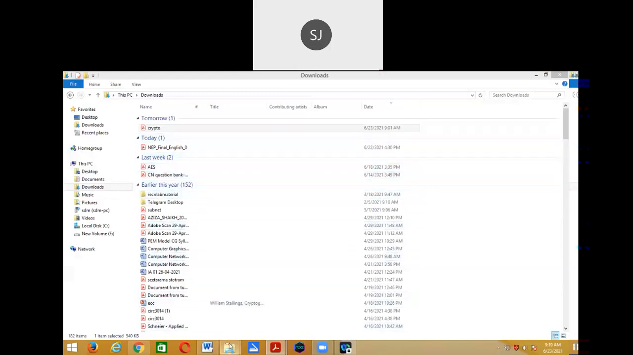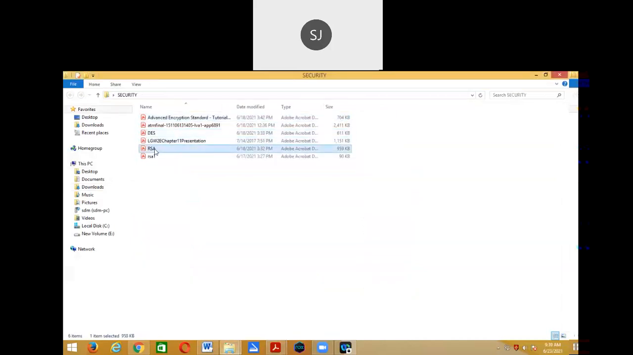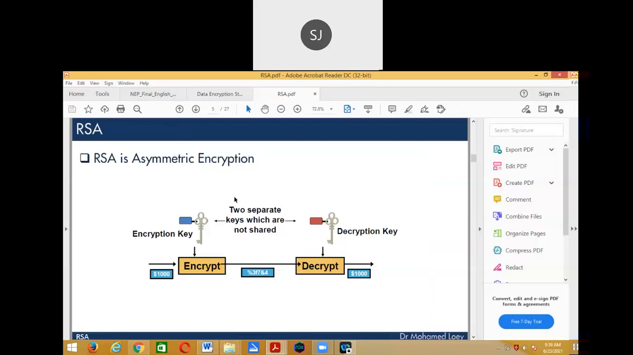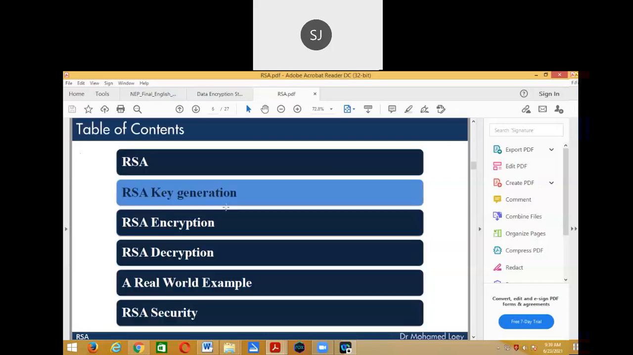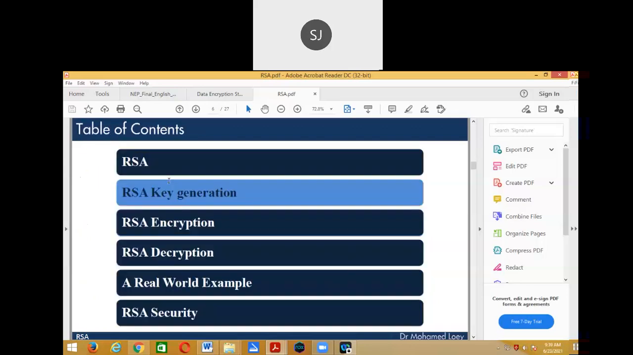We move on to the next one, that is the RSA algorithm. RSA, see, what happens here? The RSA algorithm is generally called a public key algorithm. Now, one thing you remember: the encryptions that we have studied are symmetric key encryption or secret key encryption. So why is it called symmetric key encryption?